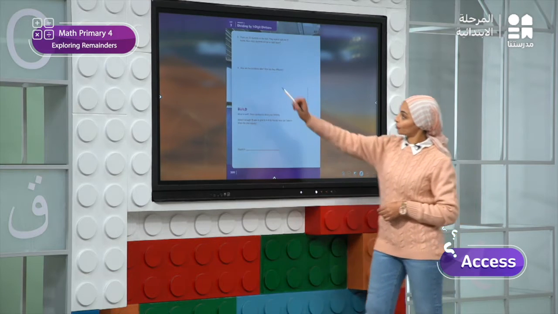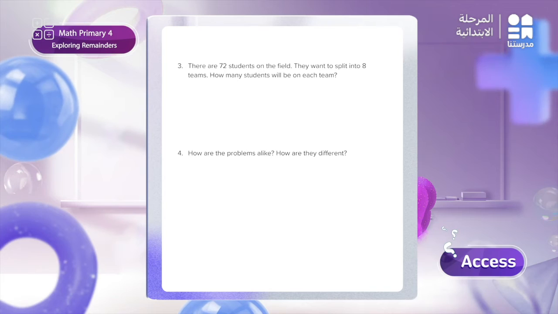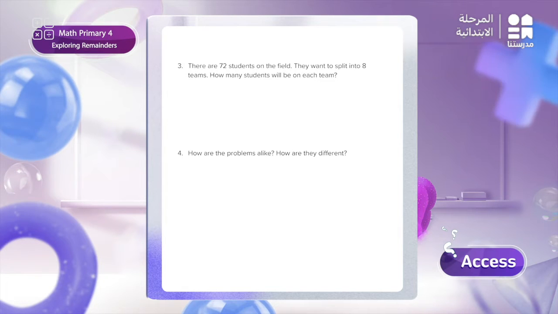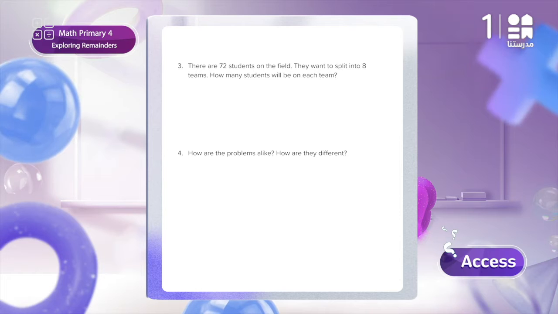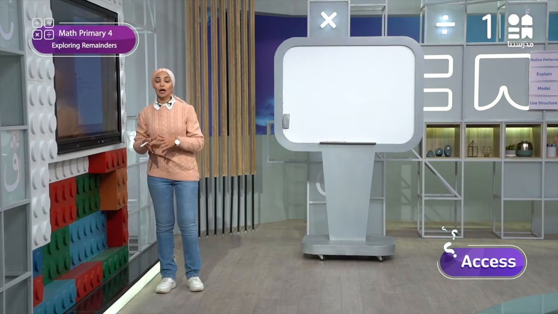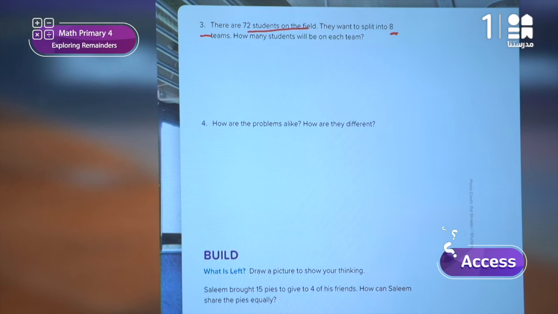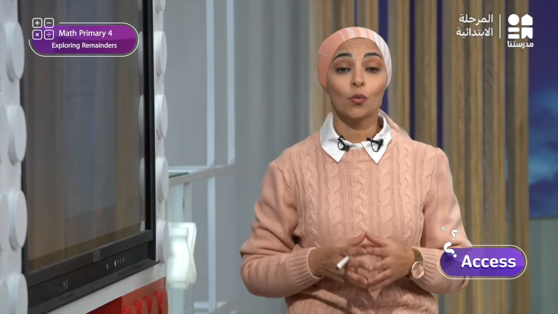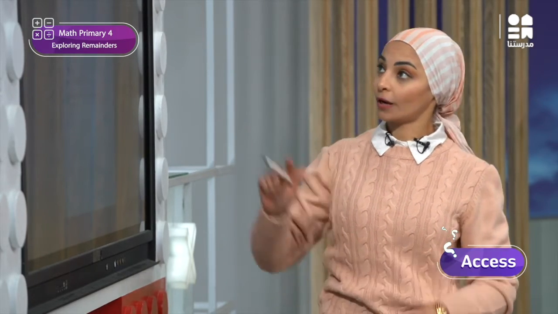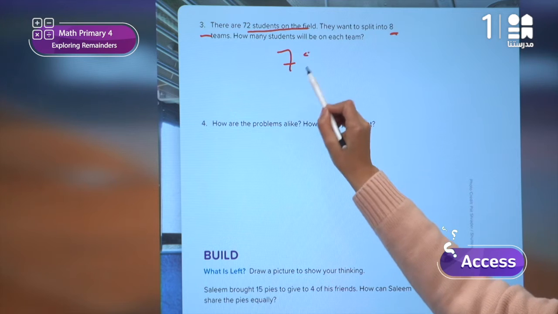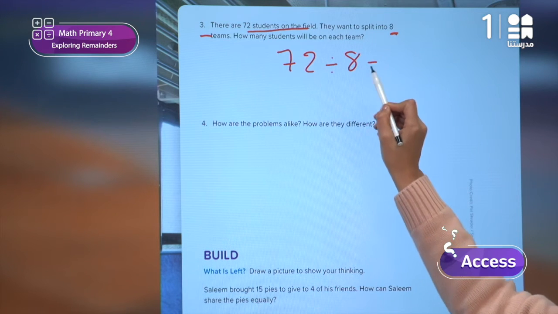This is problem number 3 as you see here. It says that there are 72 students on the field. They want to distribute them into 8 teams. Split them or divide them into 8 teams. To divide 72 equally between 8 teams, what will I do? Of course I will divide the big number, 72 divided by 8. Let's write it: 72 divided by 8.